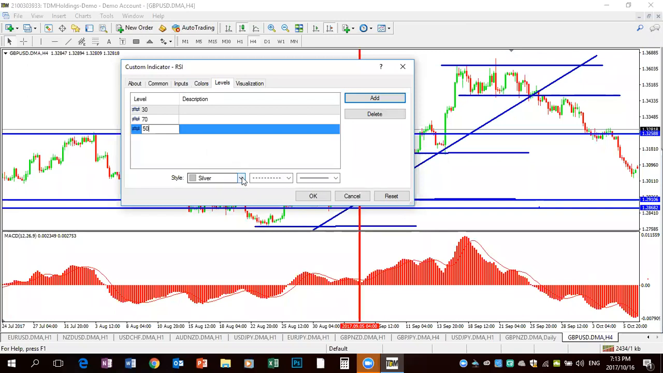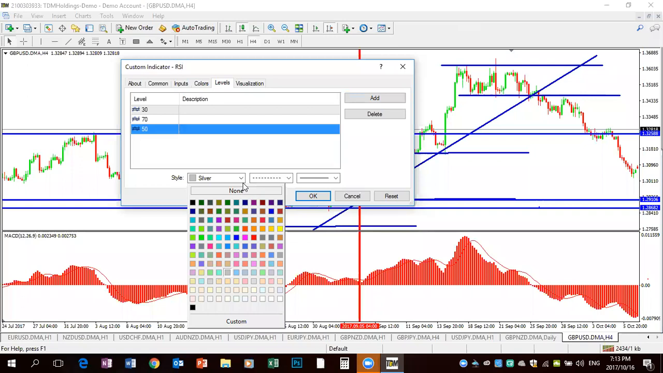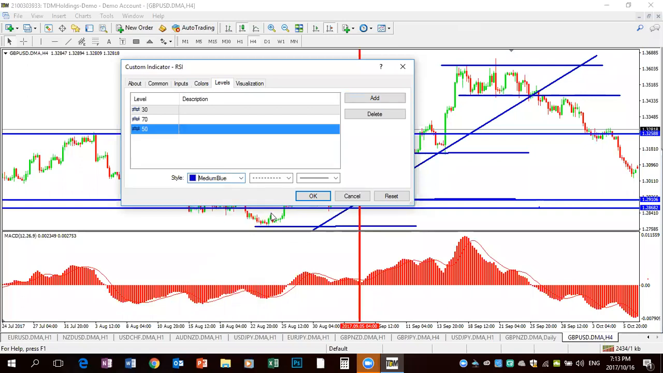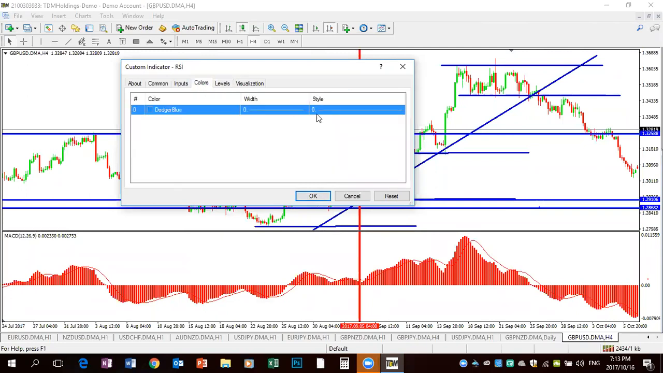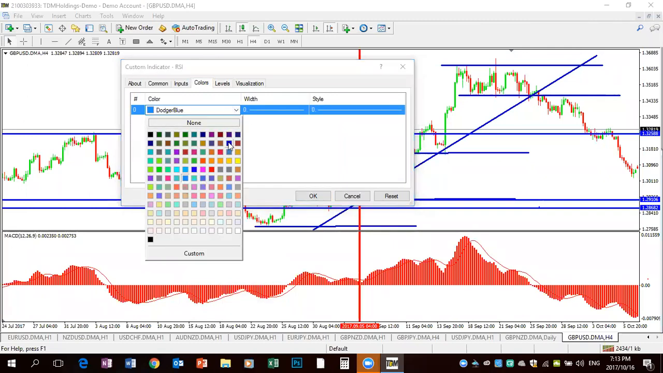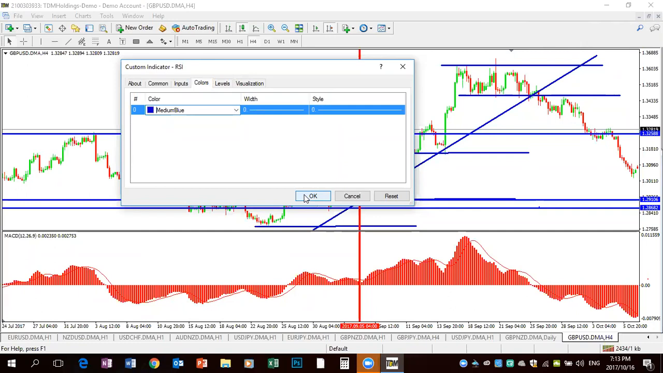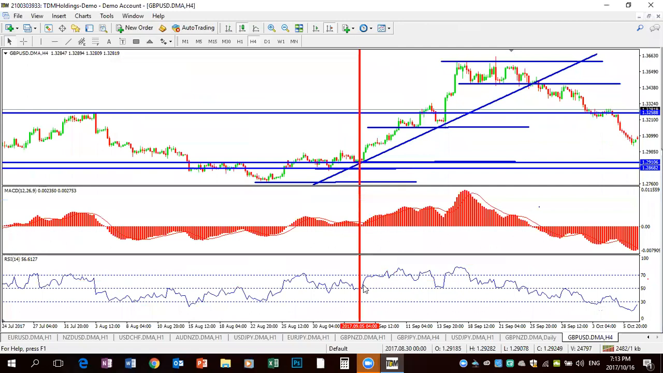If you want to beautify your RSI and change the color, you can change the color. I am changing to medium blue, right? Colors, you can change whatever color you want and beautify your chart if you want to. Then you click okay. Now, this is where I said I wanted to buy, and my RSI is above 50. If your RSI is above 50, that is a bullish signal or confirmation.